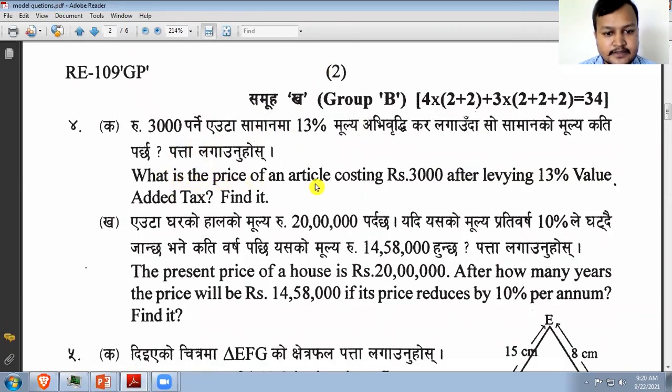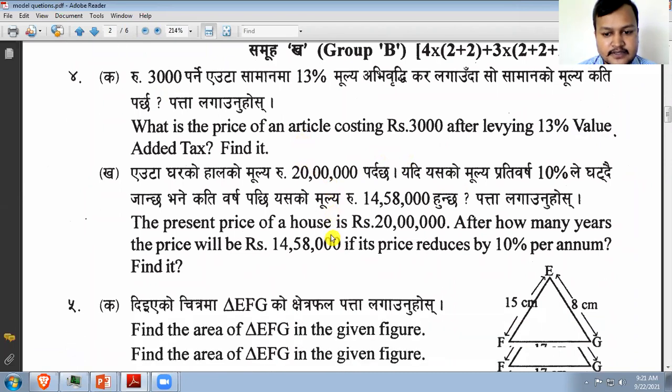Group B. What is the price of article costing 3,000 after levying 13% value added tax? Just there is the price given and VAT. So we have to add VAT on it. We have to say this one is SP. SP is 3,000 and VAT percent is 13%. So we have to find out SP with VAT. SP with VAT is equal to SP plus VAT percent of SP, isn't it? Yes. 3,000 plus 13% of 3,000, and you will get the value easily.